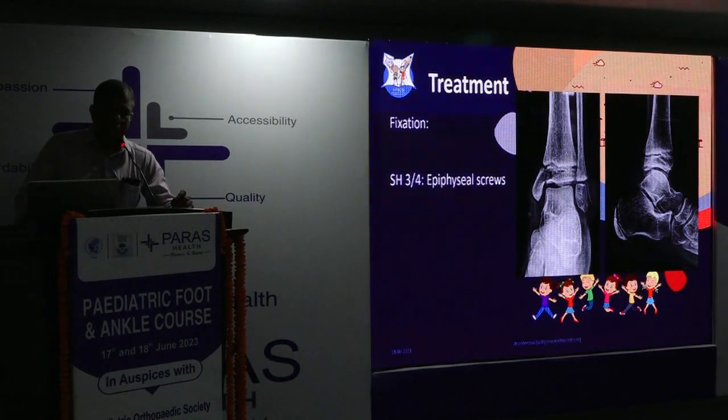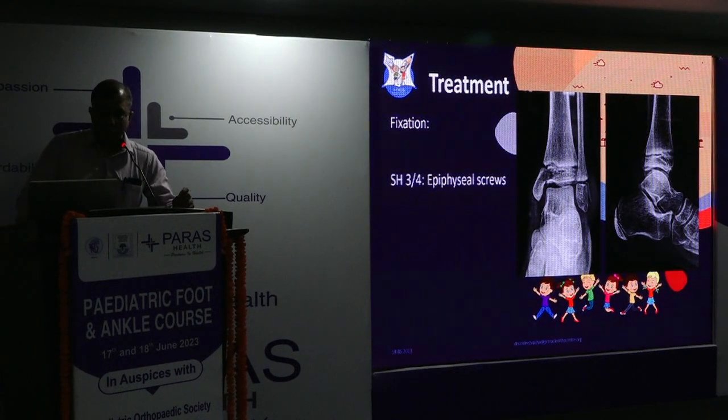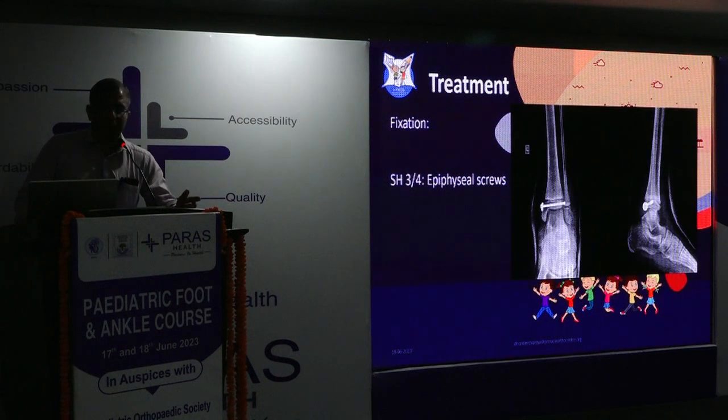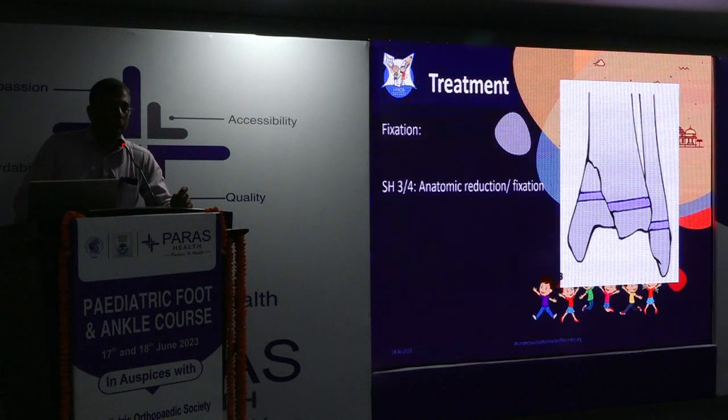Same thing with the Salter-Harris type 3 or 4 injuries. Over here, you can put an epiphyseal screw, a transverse epiphyseal screw. Again, you don't need to breach the physis, and this is a very safe fixation.